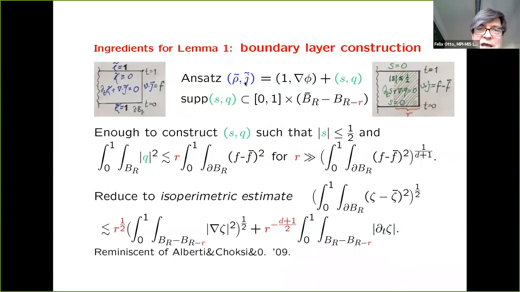So we cannot just take grad phi as a competitor and constant density one. We have to add to it a boundary layer construction, which accounts for the difference between the actual influx and the time averaged influx. It is clear that we should be able to do that in a small region near the boundary. So we want to add the boundary layer construction, which we can estimate in a good way. And in the end, that's not so hard.